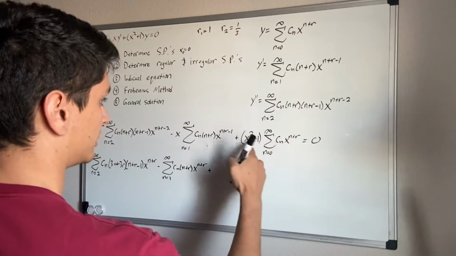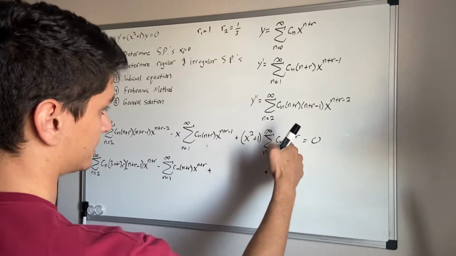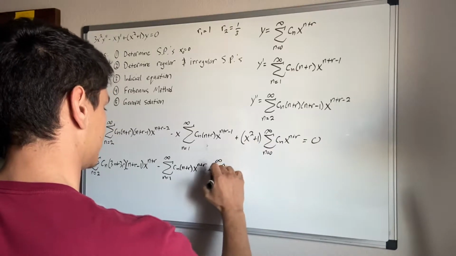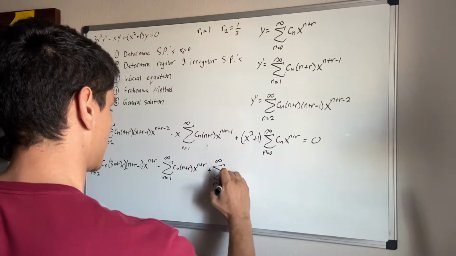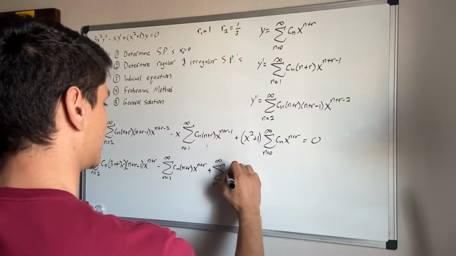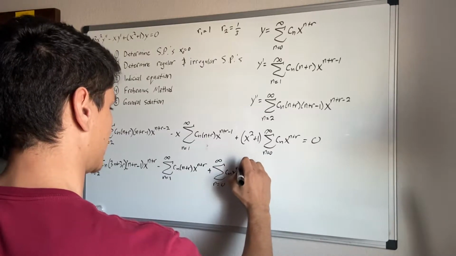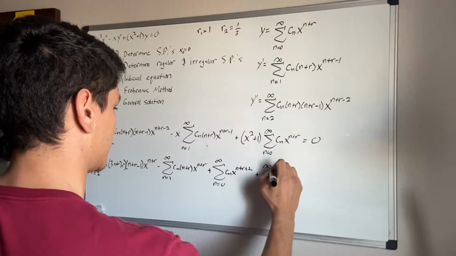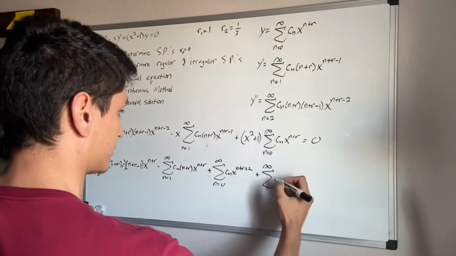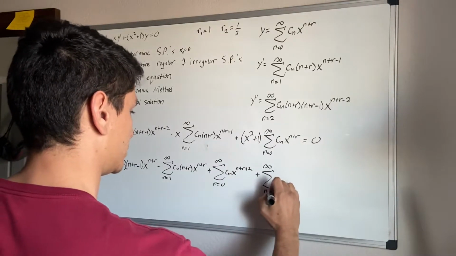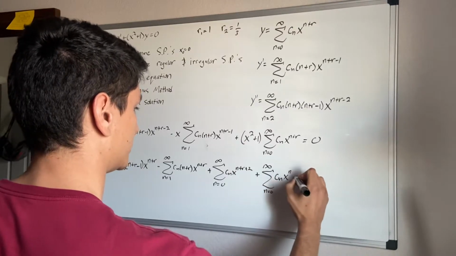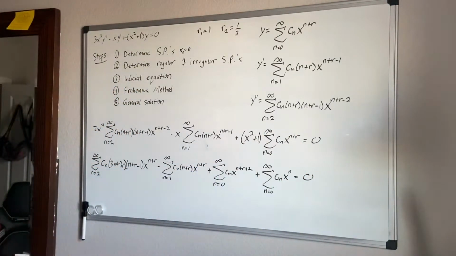Then we distribute these out. X squared makes this x to the n plus r plus 2. So we have the infinite sum as n goes from 0 to infinity, c sub n times x to the n plus r plus 2, plus another infinite sum, because the 1 has to distribute out as well. So it's n goes from 0 to infinity of c sub n times x to the n. All of this equals 0.